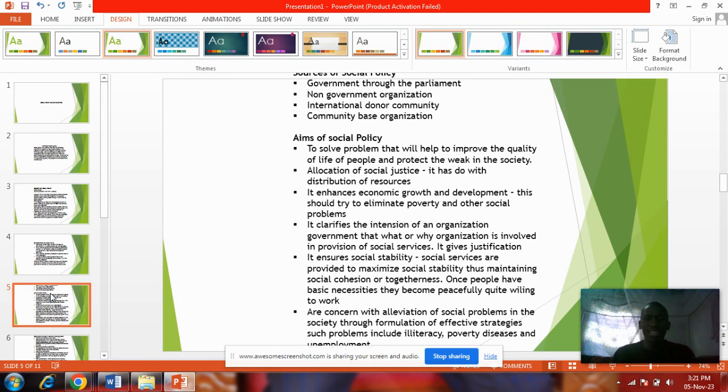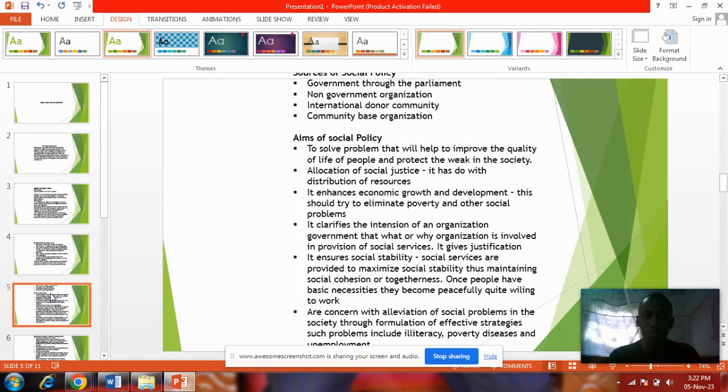The other thing is it enhances economic growth and development. This should try to eliminate poverty and other social problems. The other thing, it clarifies the intentions of an organization or government, that is, why the organization is involved in the provision of social services. It gives justification, that is, it ensures social stability.